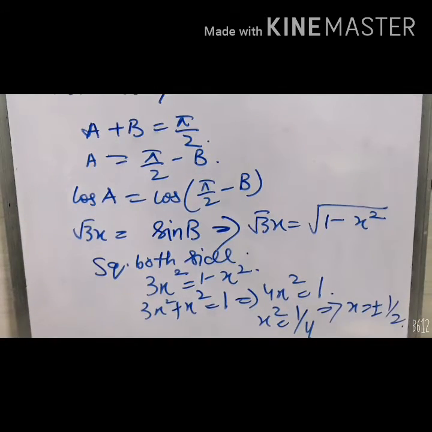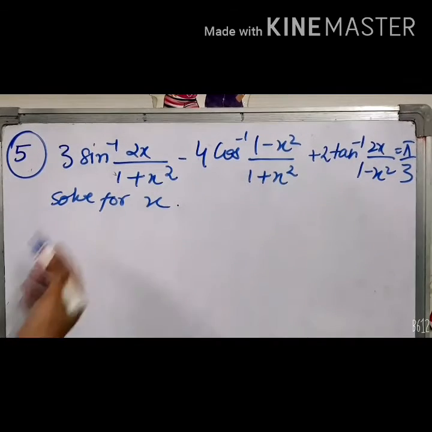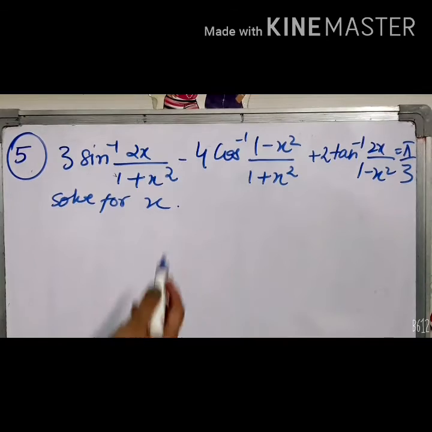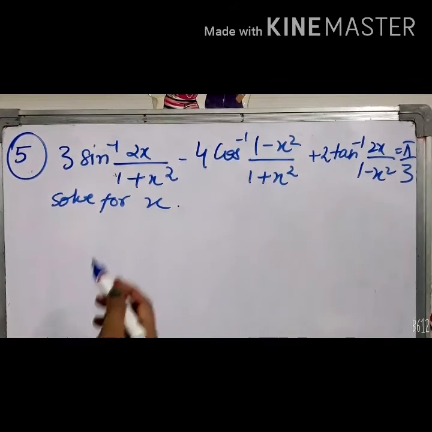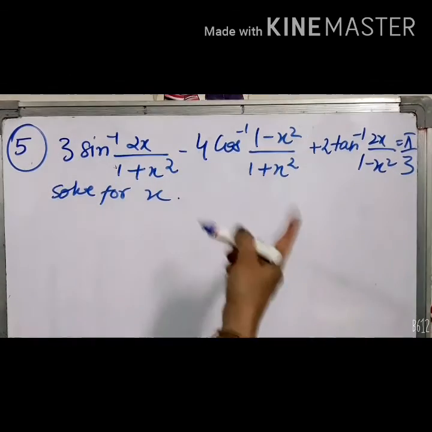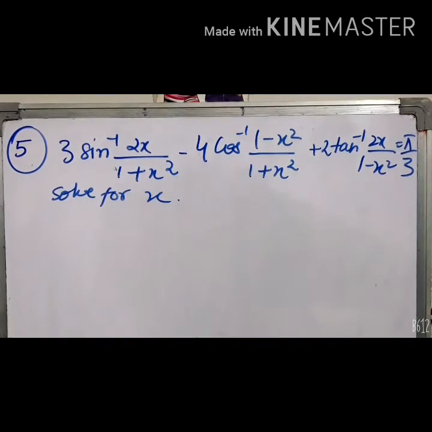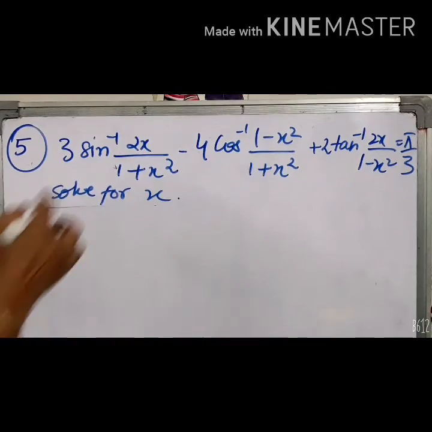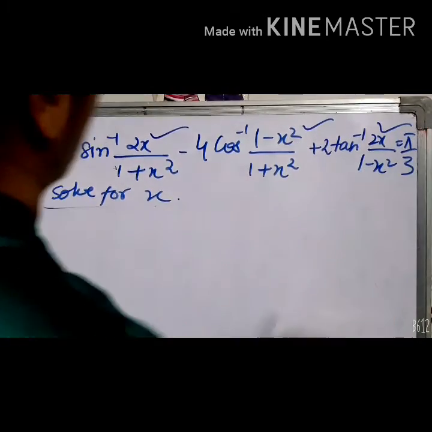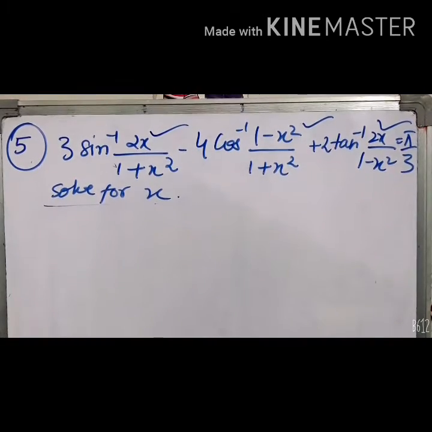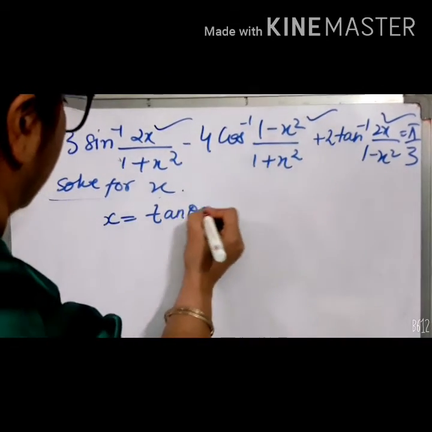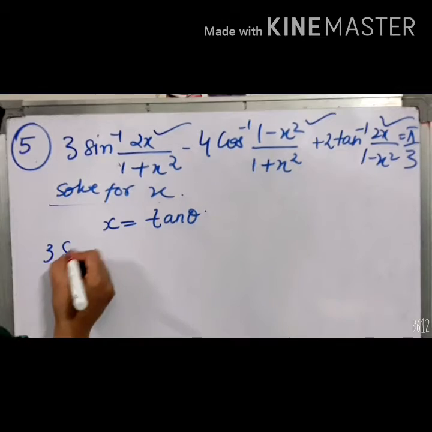That completes the answer. Fifth question is: 3 sin inverse of 2x by 1 plus x square minus 4 cos inverse of 1 minus x square by 1 plus x square plus 2 tan inverse of 2x by 1 minus x square is equal to pi by 3. Solve for x. Have you seen these three things? All have a formula. So I will put x is equal to tan theta. Okay. Now see the magic.